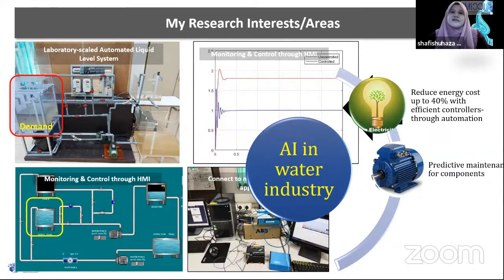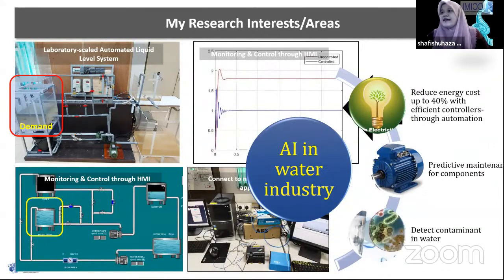So if they run every day, 24/7, of course it will damage your system. So the maintenance cost alone in the local water company reaches up to hundreds of thousands of dollars, ringgit, sorry. And of course, AI is for detecting contaminants in water.